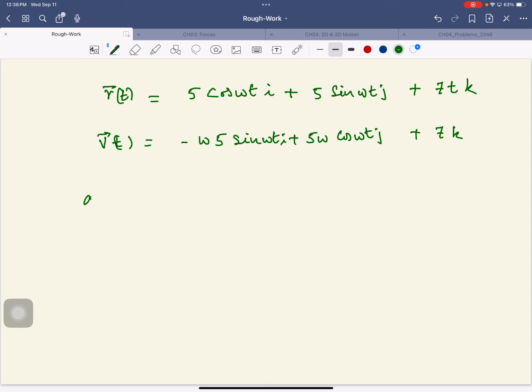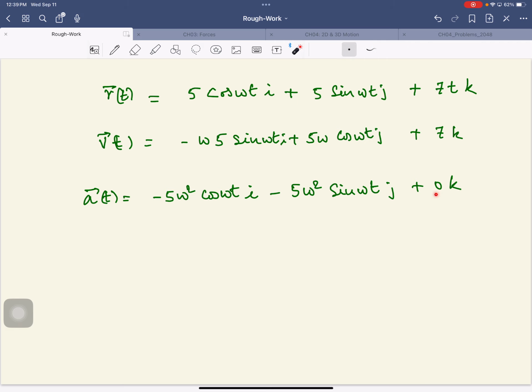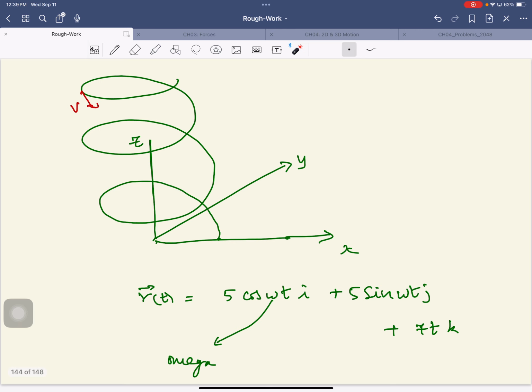And then the other thing you're interested in is the acceleration. This is again minus 5 omega squared cosine omega t i minus 5 omega squared sine omega t j. So the acceleration is in the xy plane, and the acceleration vector has no z component, and it'll always be pointing toward the center of the circle.